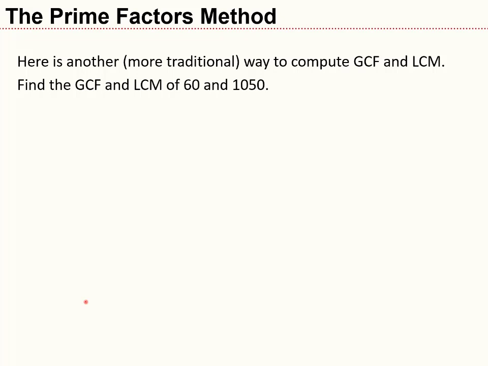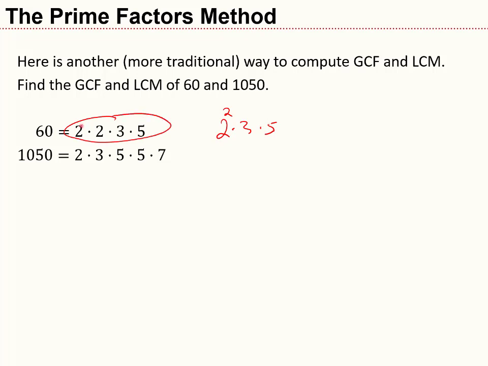Here's another method, and it's really the more traditional way of computing the greatest common factor and least common multiple. All right, let's say that the numbers I want to work with are 60 and 1050. How do I find the greatest common factor and least common multiple? The first thing I do is find the prime factorization of those two numbers. So here it is, I've written it out already, but maybe you could use a tree method or some other way, a calculator, to find the prime factorization. And I don't write this with exponents, so I'm not actually writing 2 squared times 3 times 5. I'm really just writing the entire thing out with repeated factors as needed.